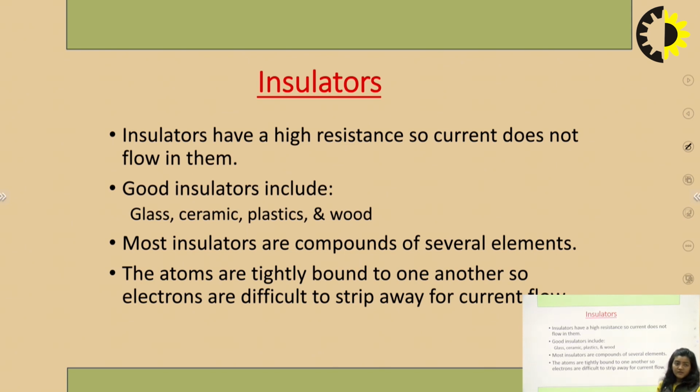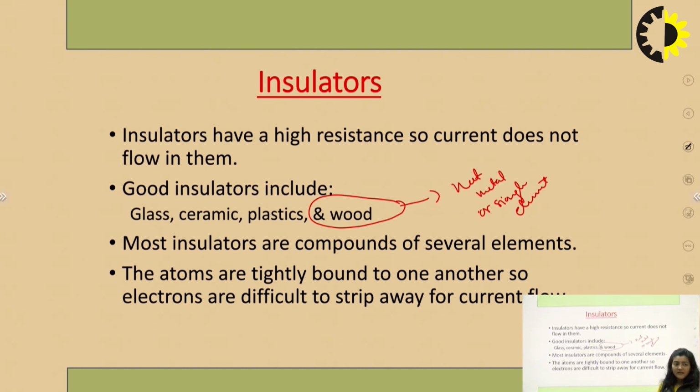Now most insulators are compounds, because these are not metals, or what we call a single element. It is not a single element. These are compounds. So they are manufactured using many elements in these materials.